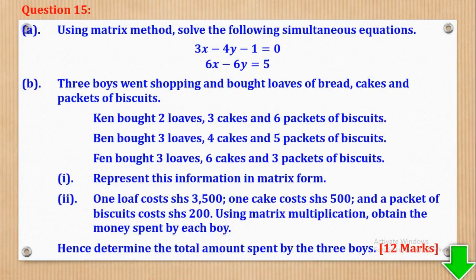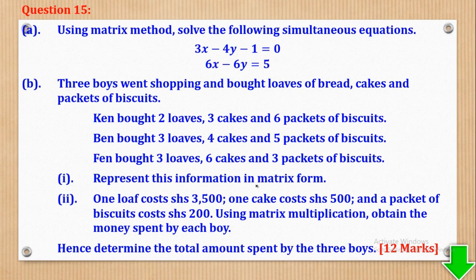So part B says 3 boys went shopping and bought loaves of bread, cakes, and packets of biscuit. Ken bought 3 loaves, 3 cakes, and 6 packets of biscuit. Ben bought 3 loaves, 4 cakes, and 5 packets of biscuit. Fen bought 3 loaves, 6 cakes, and 3 packets of biscuits. Represent this information in matrix form.